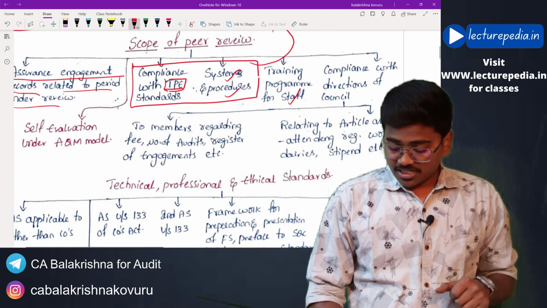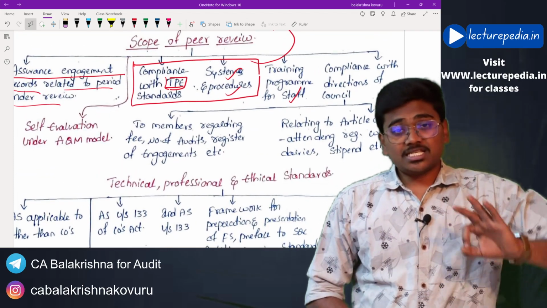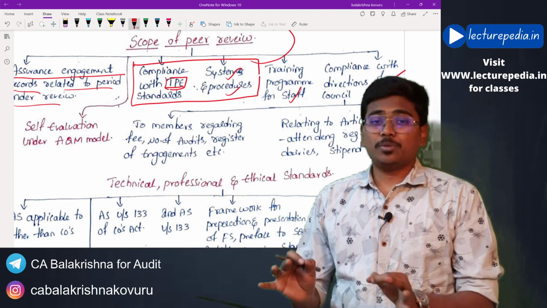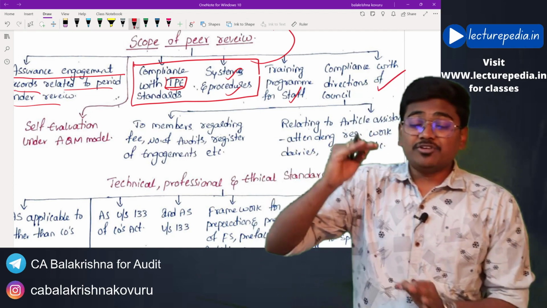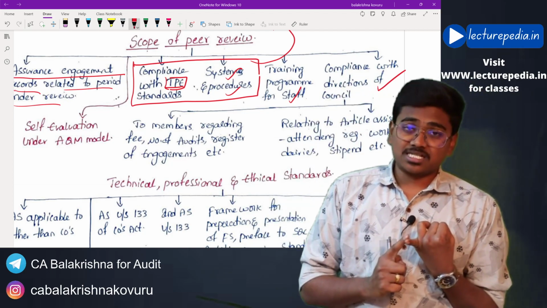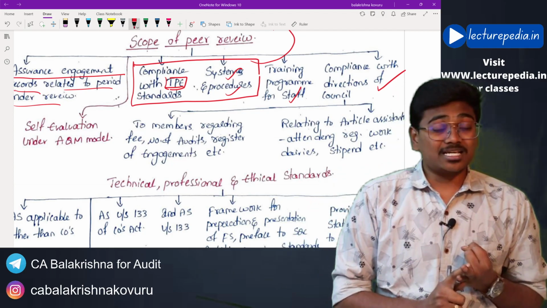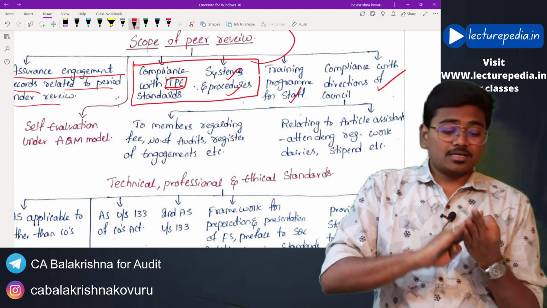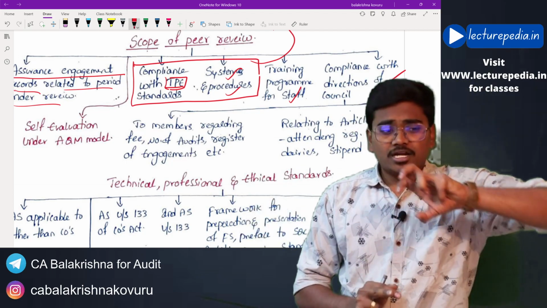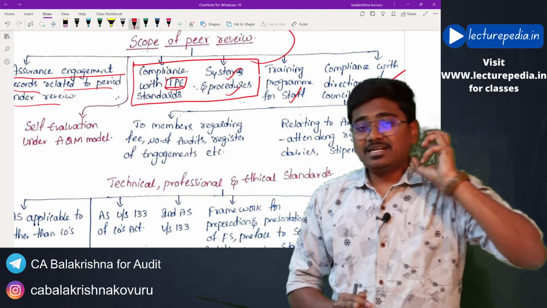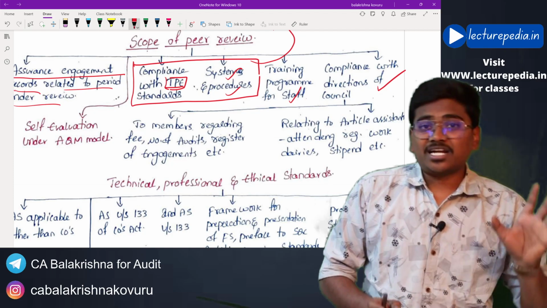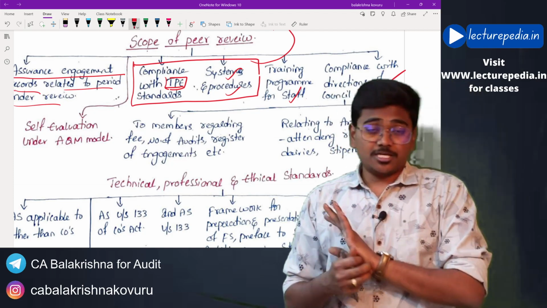Next, the peer reviewer will also verify whether the audit firm, the practicing unit, is complying with the directions that have been given by the council related to members, such as the amount of fees that has to be charged, the number of audit assignments that has to be accepted, and maintaining a register of assignments that has been accepted. Related to these aspects, certain guidelines will be issued by the council. Whether those guidelines are followed by the practicing unit or not, that has to be reviewed by the reviewer.